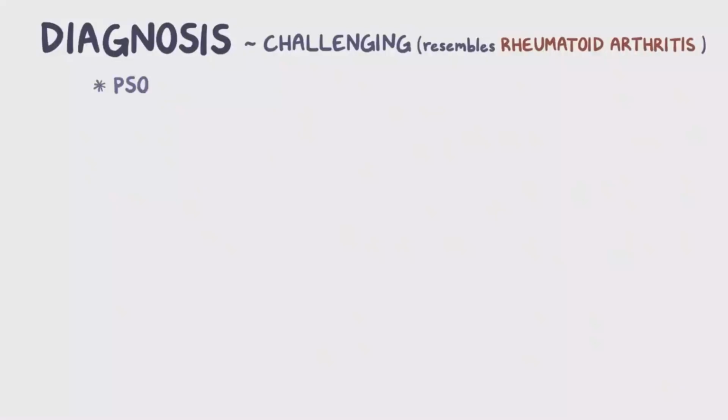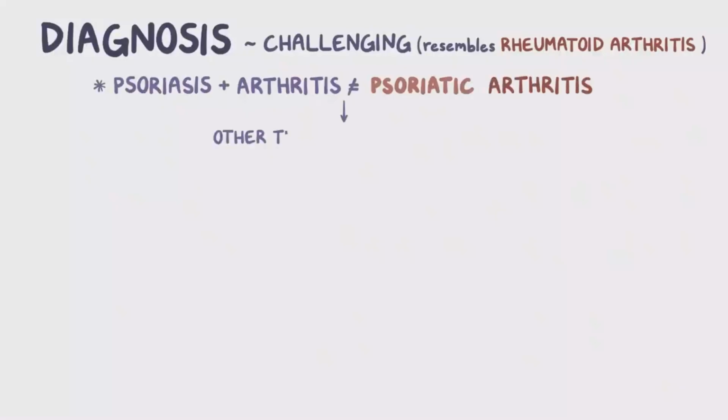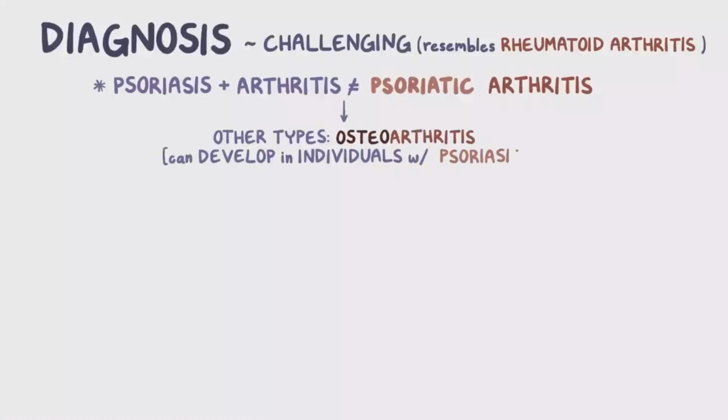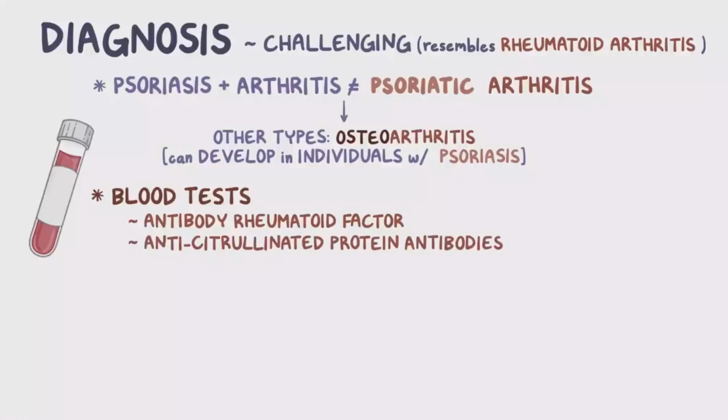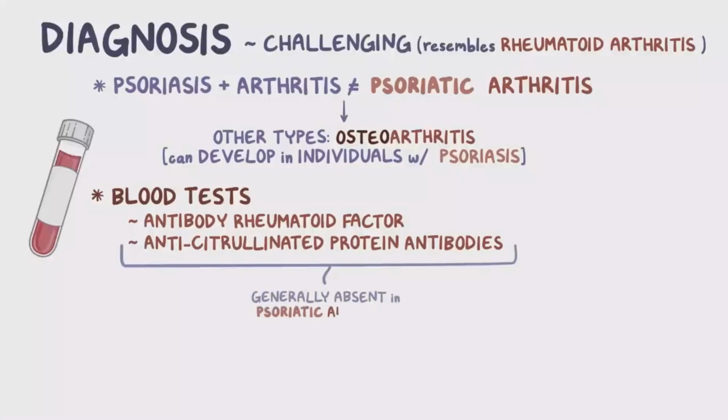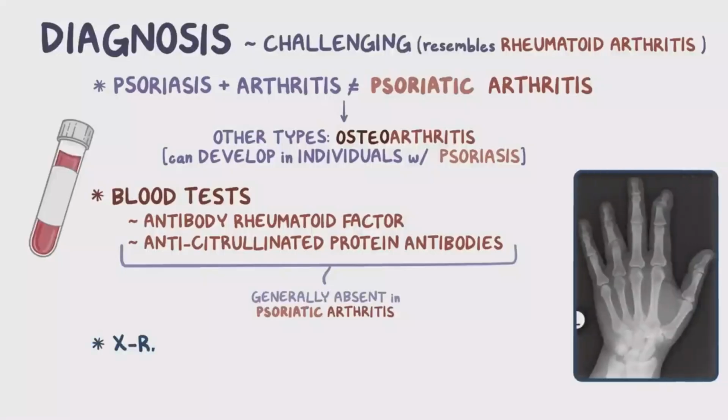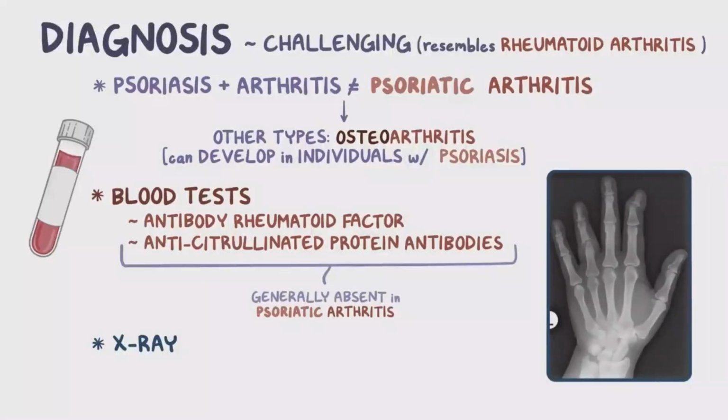Diagnosing psoriatic arthritis is challenging because it resembles rheumatoid arthritis. In addition, having psoriasis and arthritis doesn't always mean psoriatic arthritis, because there are other types of arthritis, like osteoarthritis, which can develop in individuals with psoriasis. Blood tests for the antibody rheumatoid factor as well as anti-citrulline protein antibodies can help, because they're commonly seen in rheumatoid arthritis and are generally absent in psoriatic arthritis. Also, an X-ray can help show joint erosion and show classic features like pencil and cup radiographic sign.